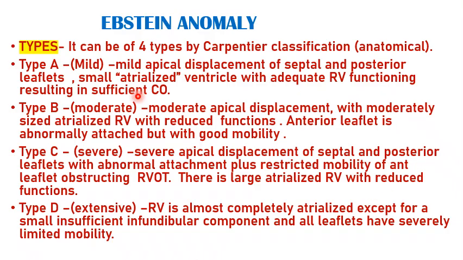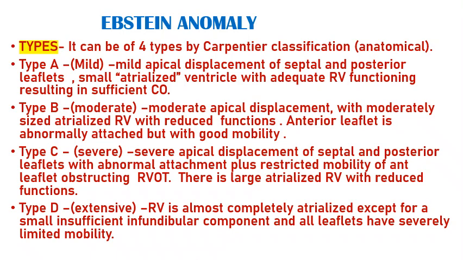Type A is mild. There is mild apical displacement of septal and posterior leaflets with a small atrialized ventricle with adequate right ventricular functioning resulting in sufficient cardiac output. In type B, which is moderate, there is moderate apical displacement with a moderately sized atrialized right ventricle with reduced function. The anterior leaflet of the tricuspid valve is abnormally attached but with good mobility.